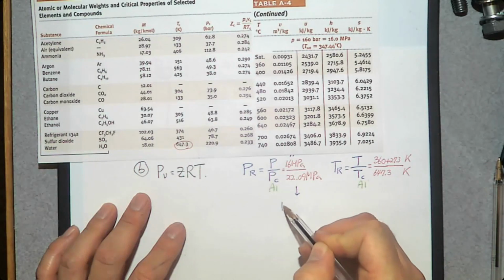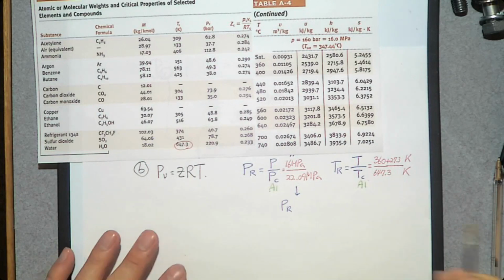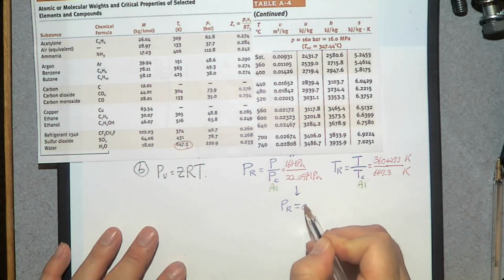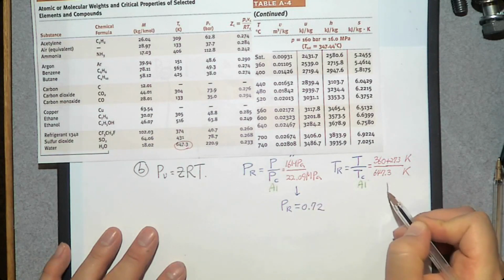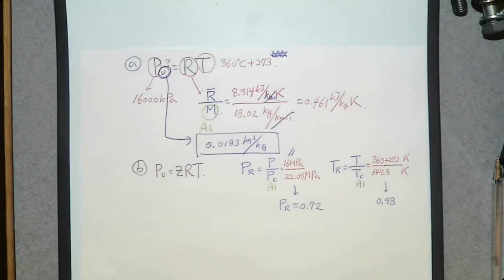So what is reduced pressure? 16 divided by 22.09, we get 0.72. What about this one? 0.89. And we are ready to find the Z value. So let's do that.